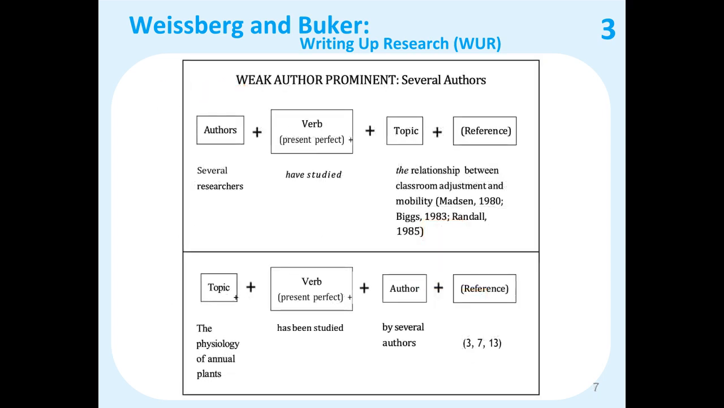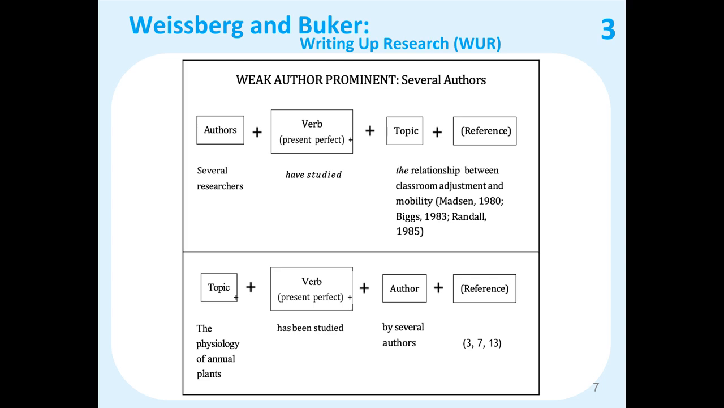So that strong style is perfect for highlighting a single pivotal study. But what happens in a literature review when you need to summarize a broader trend or show that multiple researchers have worked on the same problem? For that, we often turn to a more nuanced, weaker form of the author-prominent style. And this slide shows two excellent structures for doing exactly that. The first pattern uses a general term like several researchers as the subject. This keeps the focus on the authors as a collective group, while the specific names are still provided in the parenthetical reference at the end. It's a great way to say, many people have worked on this.